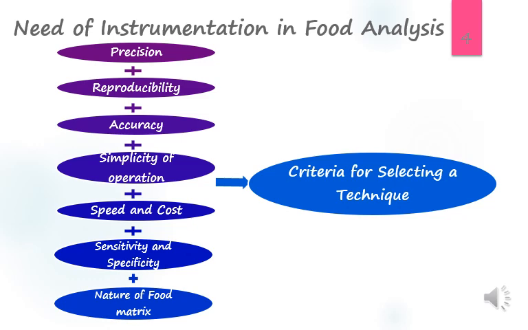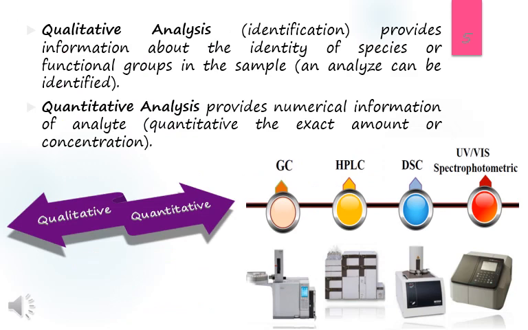There are some criteria while selecting the instruments for food analysis. They include precision, reproducibility, accuracy, simplicity of operation, speed and cost of instruments, sensitivity and specificity, and also the nature of the food matrix. Food analysis may be either qualitative or quantitative. Qualitative analysis provides information about the identification of compounds or analytes present in our food matrix, whereas quantitative analysis provides numerical information about analytes present in the food matrix.